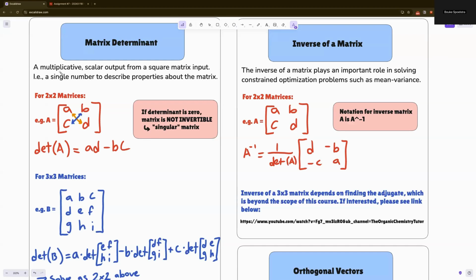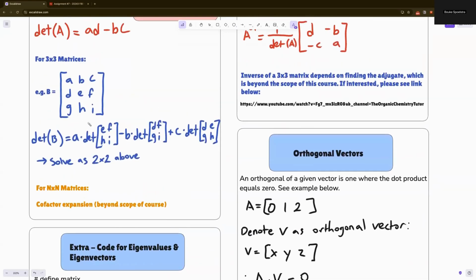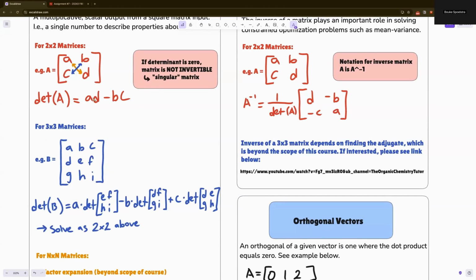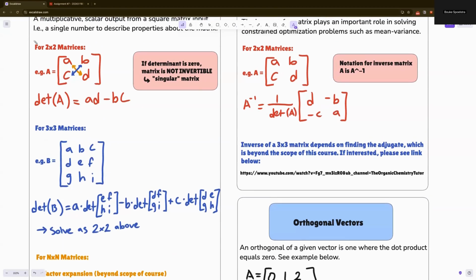And what it means to be multiplicative, it essentially just means that the determinant of matrix A times B would be the determinant of matrix A multiplied by the determinant of matrix B. So that's what it means to be multiplicative. Yeah, so for 2 by 2 matrices, essentially these are the rules you're going to want to pay attention to for the purposes of our course.